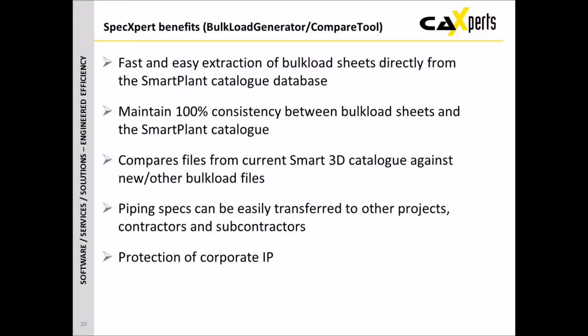So what it enables you to do is fast and easy extraction of bulk load sheets directly from the Smart 3D catalog. You get 100% consistency between the bulk load sheets and the Smart Plant catalog. You can compare files from the current Smart 3D catalog against new and other bulk load files, and you can easily transfer the specs to other projects without having to take account of 30 or 40 different bulk load sheets that you may need to sequence in order. And of course you can choose exactly what it is you're exporting, so if there are specific company specs that you don't want to supply to other people, you can leave those out and therefore protect your corporate IP.